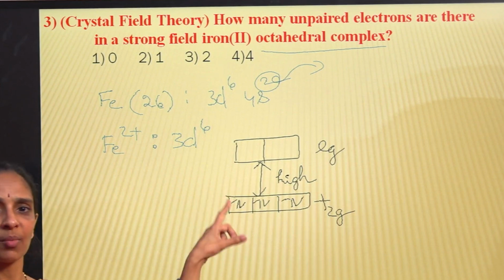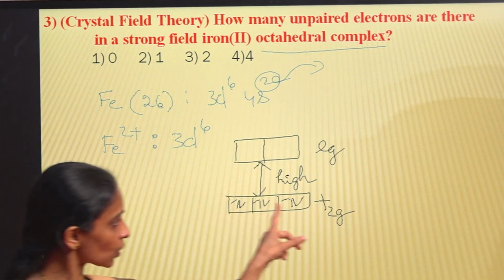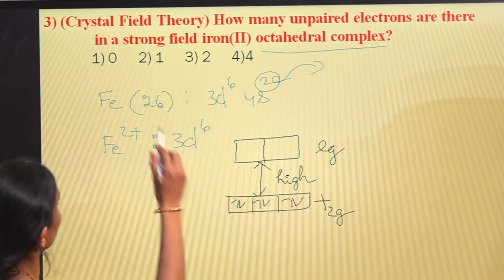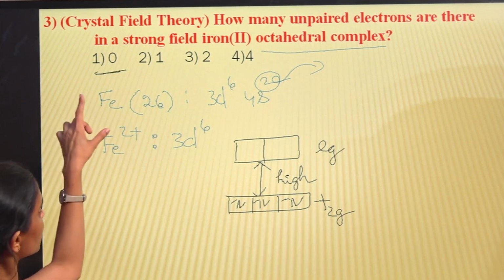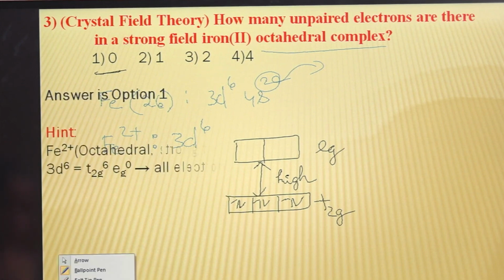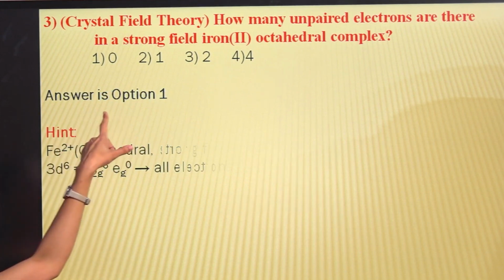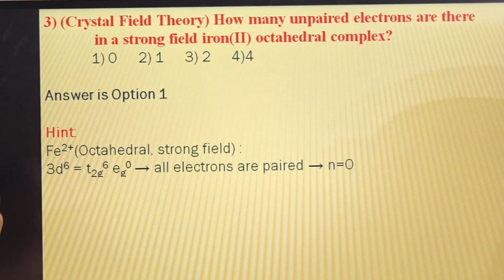Therefore, number of unpaired electrons. Can you see any unpaired electrons here? No, all the electrons are paired. So number of unpaired electrons is 0. So what is the answer? Option 1 has to be the answer. Okay, option 1 is the correct answer. Yeah. Next, let's move on to the next question.